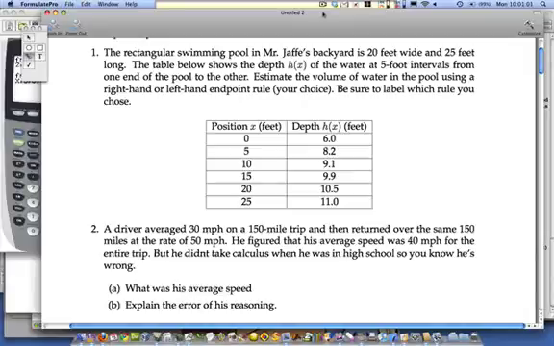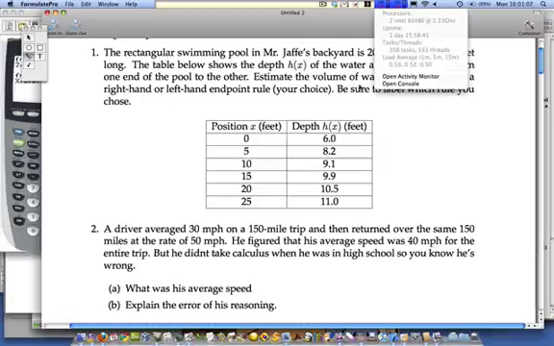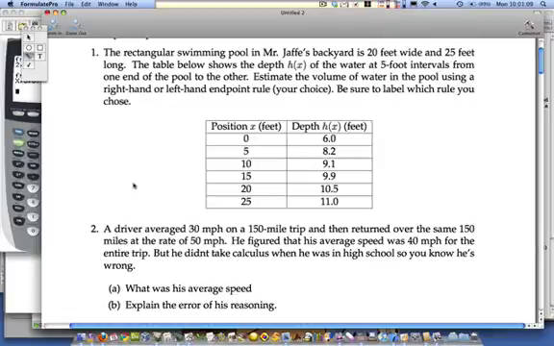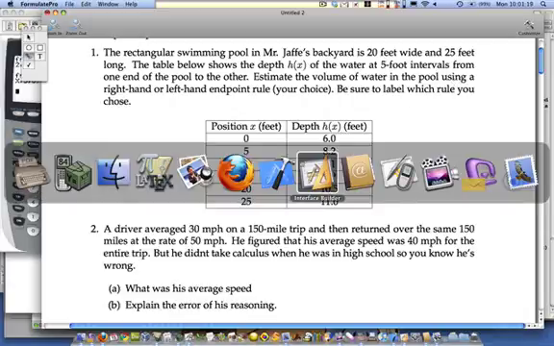Okay, for the free response part of the Unit 8 test, we're going to take a look at these questions now. Take a look at the pool question first. We've got this rectangular swimming pool. It's 20 feet wide, 25 feet long. Okay, and I'm going to come back and get these dimensions here in a second, but what I want to do is draw a picture of this.